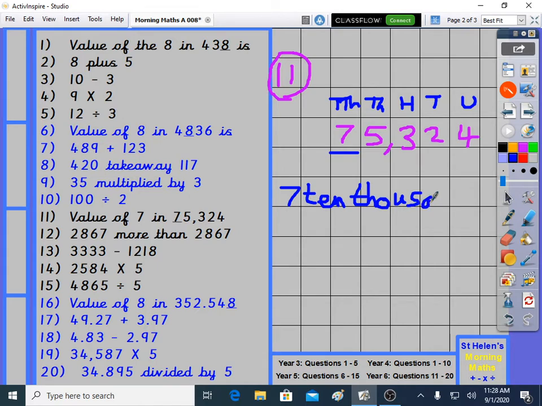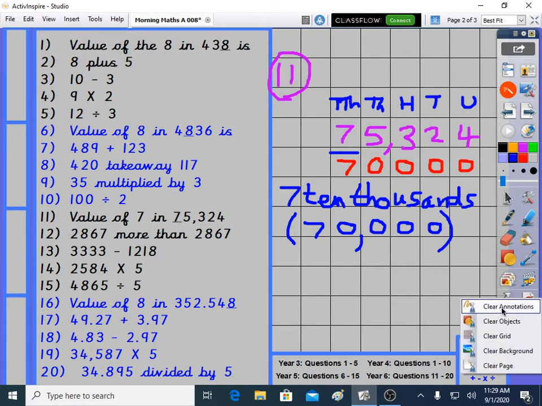7 10,000s. Write it in digits. The easiest way is to copy the 7 underneath and then change all the other digits to zeros. And you'll see how many zeros you need. Be careful with the amount of zeros you get. So my answer is 7 10,000s, and in digits it is 70,000. You don't have to put a comma on, but if you do, it goes 3 from the end. 1, 2, 3, there's your thousands comma. 70,000. That's number 11 done.